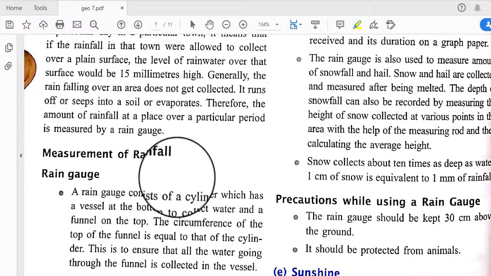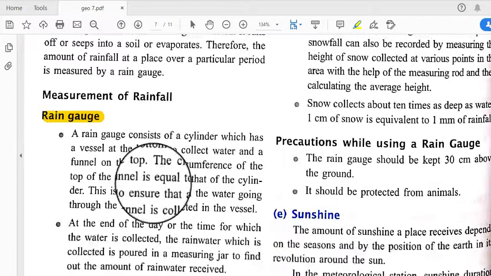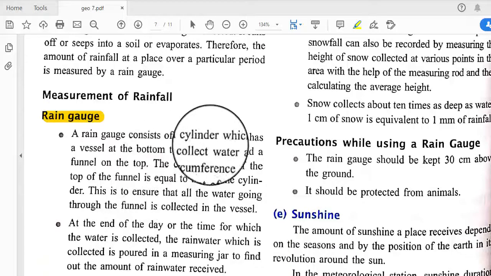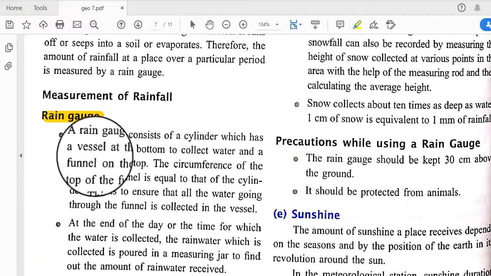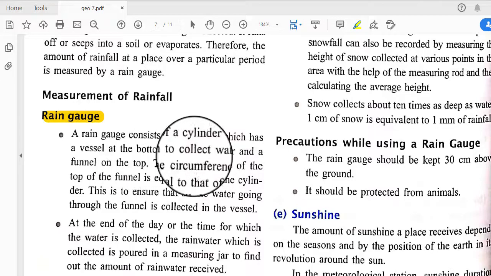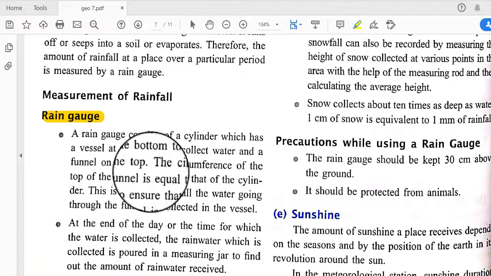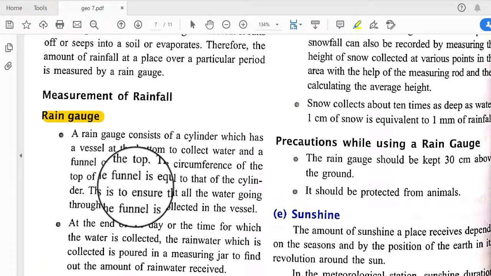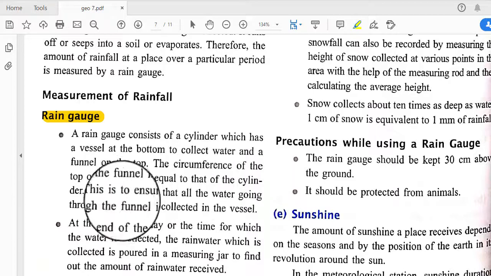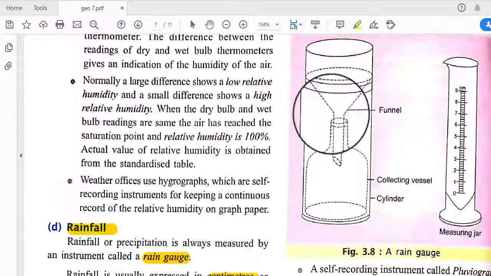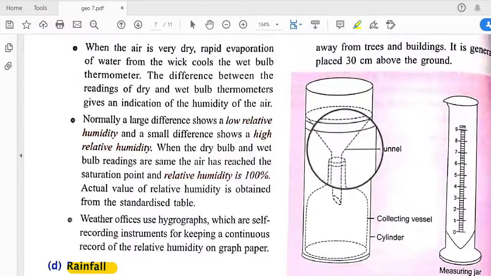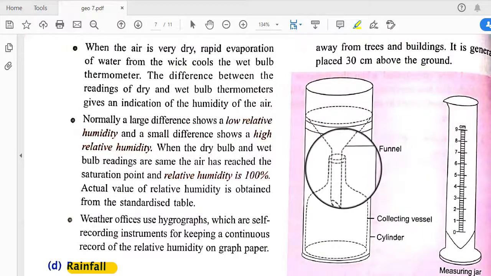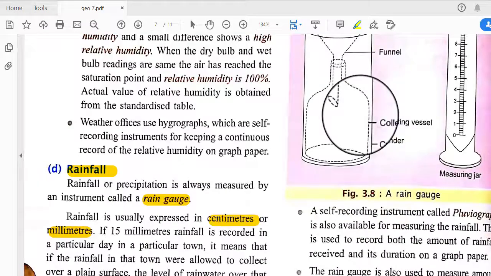Next is measurement of rainfall. A rain gauge consists of a cylinder which has a vessel at the bottom to collect water and a funnel on the top. The circumference of the top of the funnel is equal to that of the cylinder. This is the rain gauge. There is a funnel with the same diameter as the cylinder.